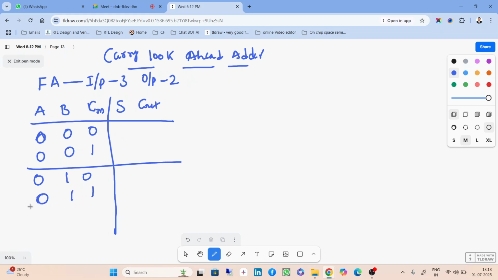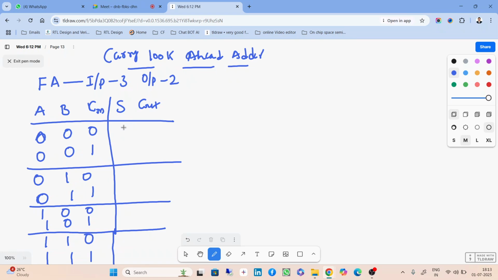0, 1, 0. And next 0, 1, 1. Then 1, 0, 0, and 1, 0, 1. And next 1, 1, 0, and 1, 1, 1. Tell me sum and carry.